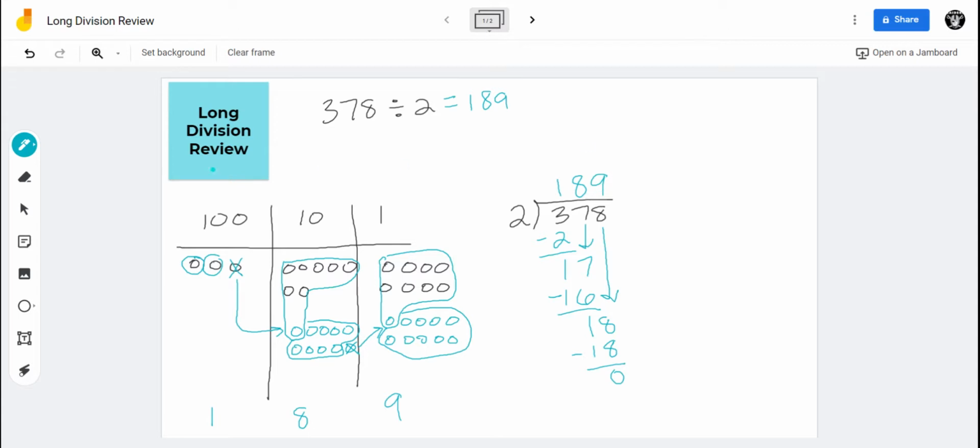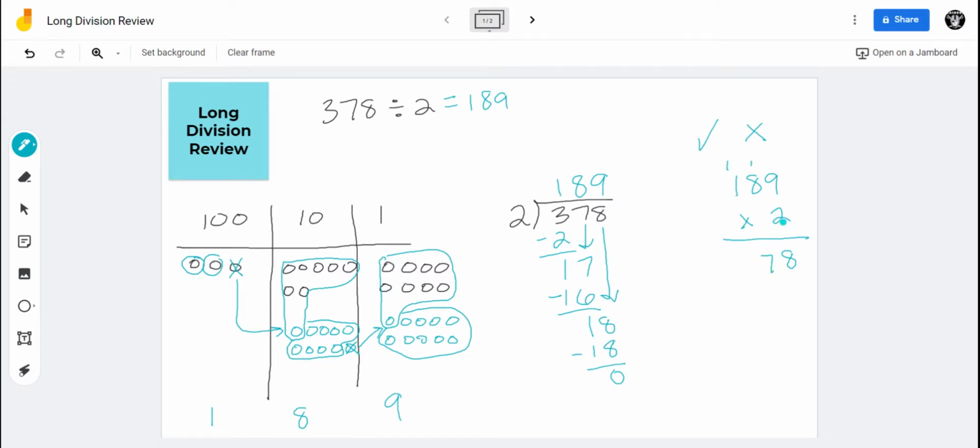Now we have to do the check answer, right? So this is how you check your answer with multiplication, right? So you take your quotient and multiply it by your divisor, and you should end up with your dividend. So I'm going to take 189, and I'm going to multiply it by 2, right? 2 times 9 is 18. Carry the 1. 2 times 8 is 16, plus 1 is 17.